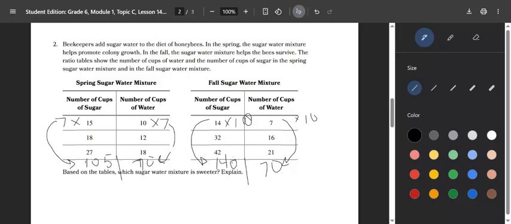For 70 cups of water, the spring sugar water mixture has 105 cups of sugar, and the fall sugar water mixture has 140 cups of sugar. And of course, when they have the same amount of water, the fall mixture has more sugar than the spring mixture. So that's why it's sweeter.